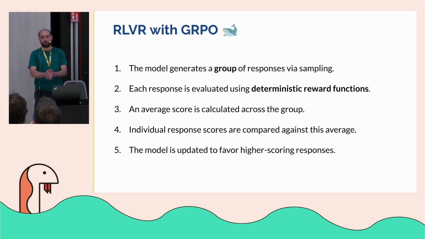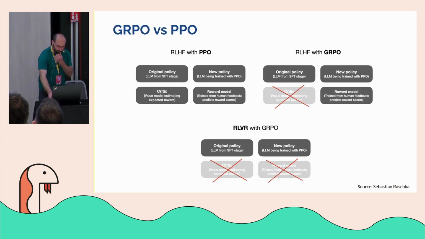For language models, when we talk about reinforcement learning, there is always also a term called KL divergence that makes sure that the new model does not diverge too much from the original model. So it's not pure reinforcement learning.